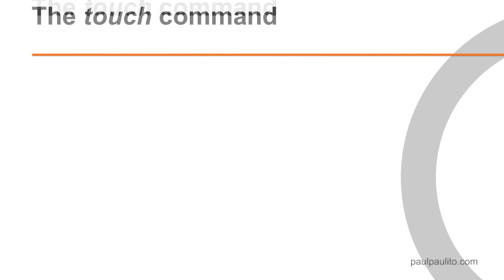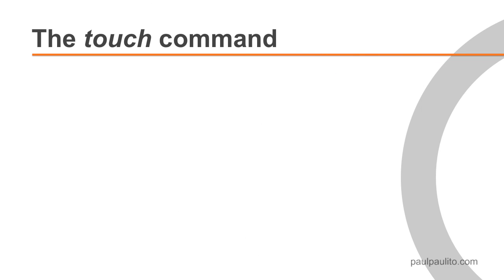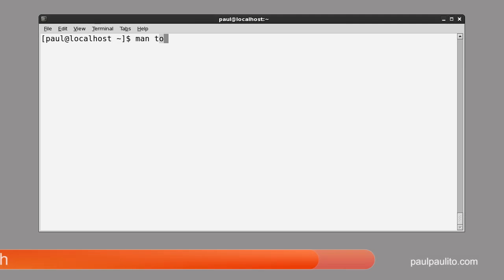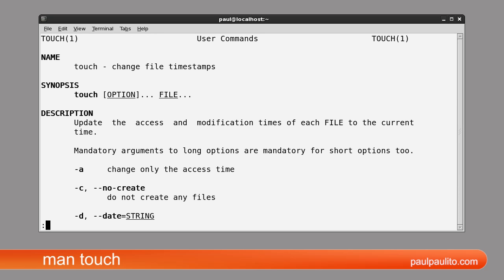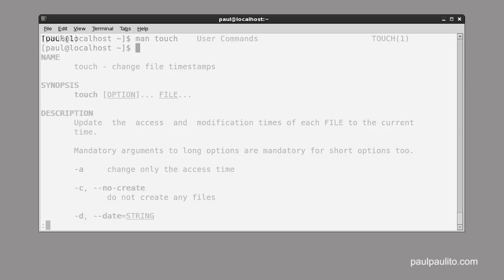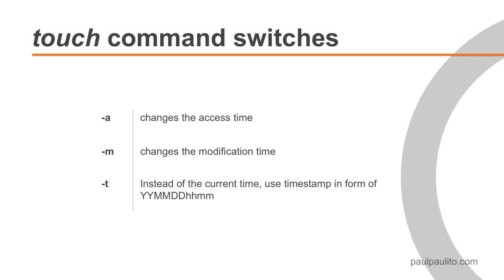The touch command. Touch changes the access and/or modification times of files. To change the timestamps, 3 switches are mostly used. Here's an example.